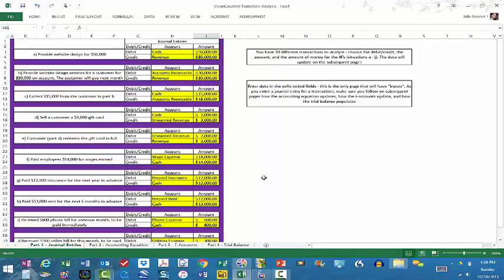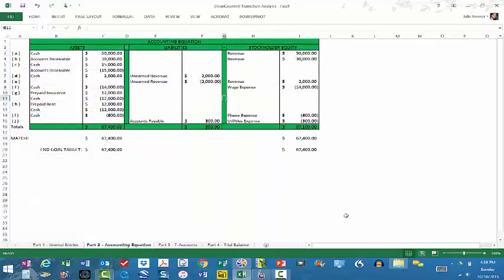Now, the way that this is built is that if you get the inputs correct as far as the journal entries go, then your accounting equation is going to flow automatically. And so therefore we have a match. We've got $67,400, which is exactly what our target was. That's what I knew it would be based on this particular exercise.